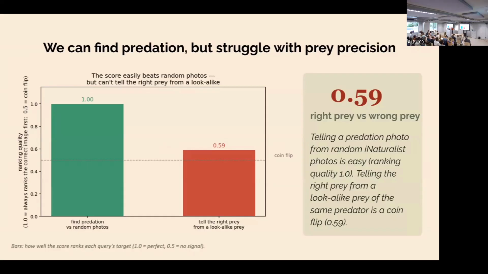So it turns out, just on some simple experiments here, we can find predation, but it's pretty hard to be precise about exactly what's being eaten with these VLMs. It finds predation versus random photos pretty well, but telling the right prey from something similar is maybe almost like a coin flip. And this is actually also similar to Laura's ecology students, who have been looking through the data and have similarly really struggled to figure out what is being eaten.